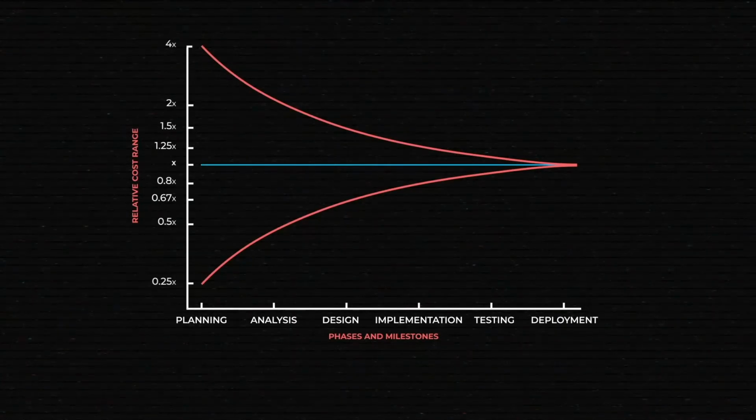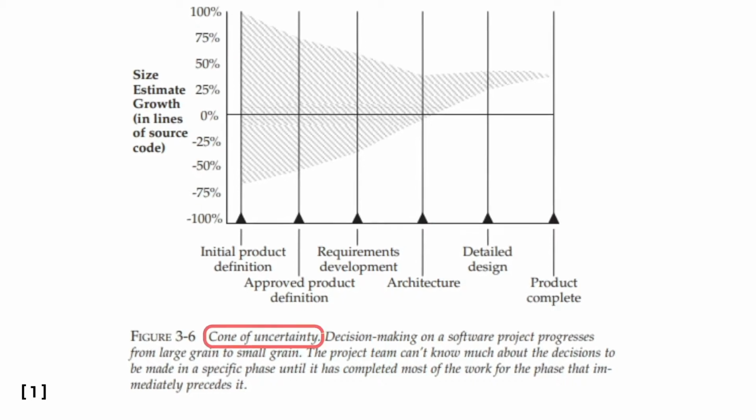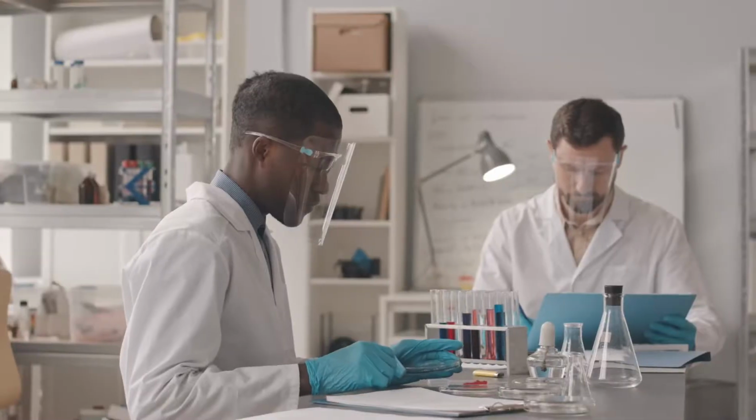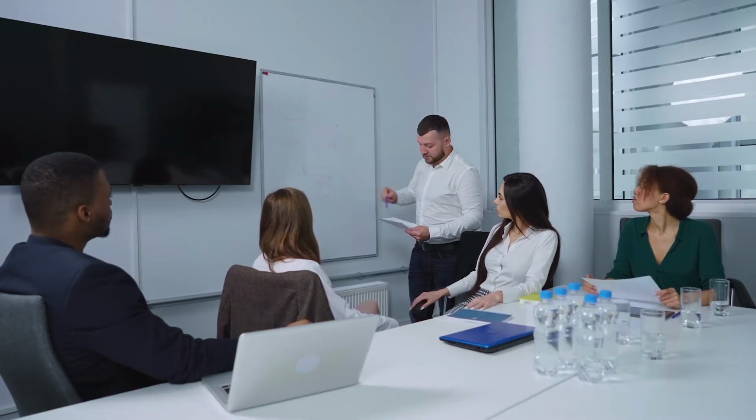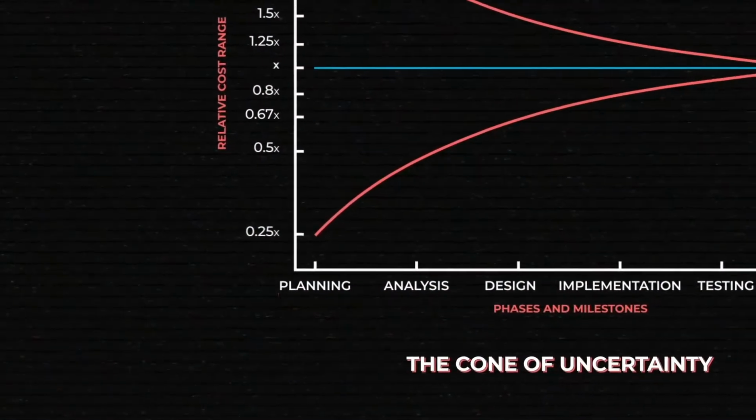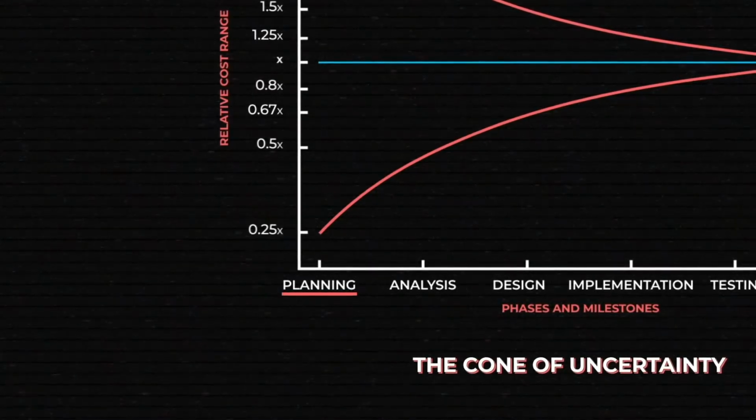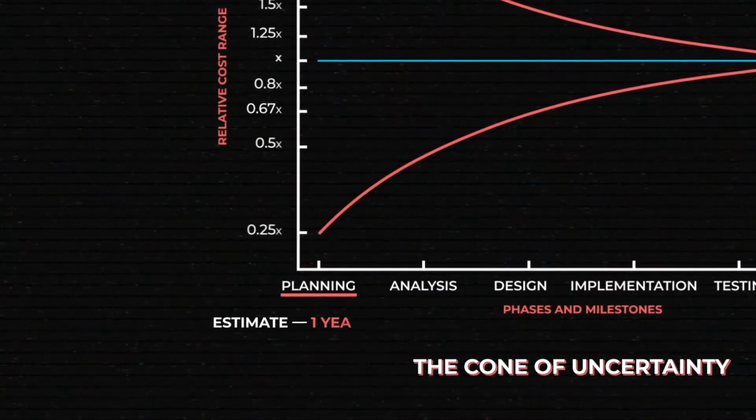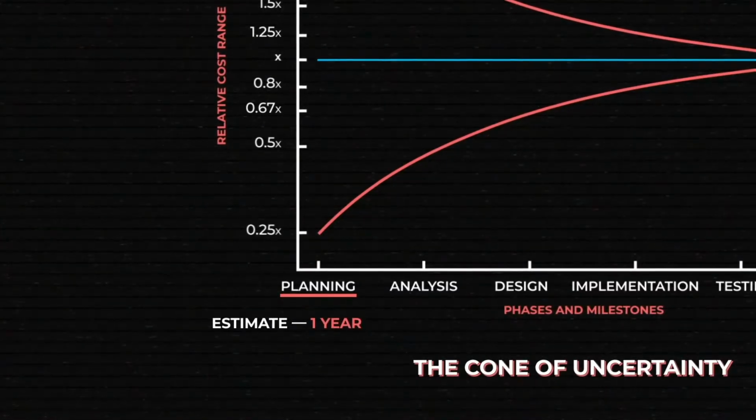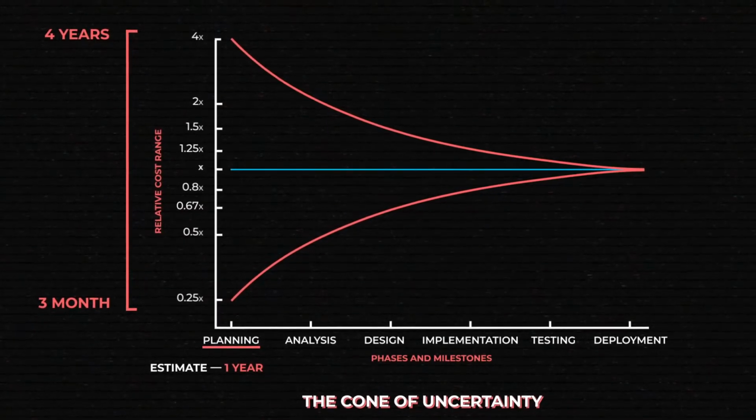Look at this graph. It's called the cone of uncertainty. In 1958, it was proposed as a standard for estimation classification for construction in the chemical industry, and since then has been validated in project management. It illustrates that at the planning stage, when the uncertainty about the product is the highest, all estimates are massively different from the result. It means that if the project is estimated to take a year to develop, it may end up realistically taking from 3 months to 4 years.